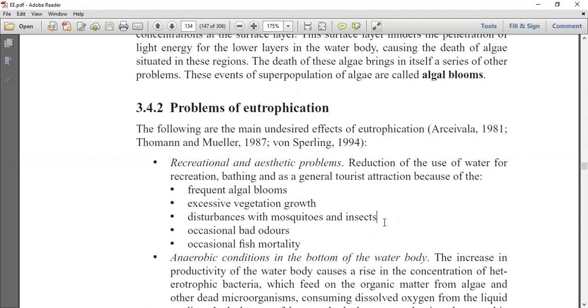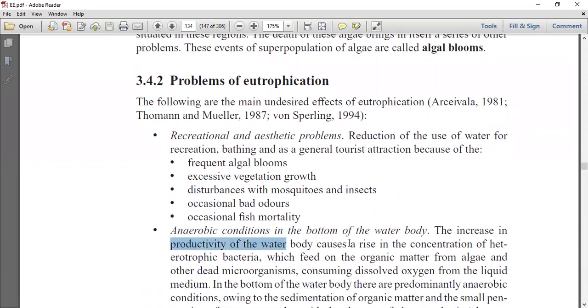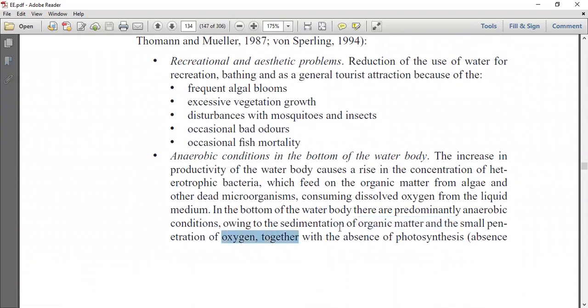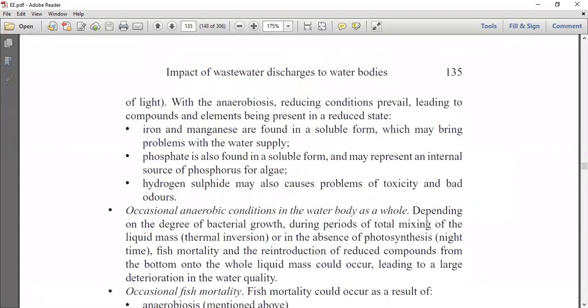The increase in productivity of the water body causes a rise in the concentration of heterotrophic bacteria, which feed on the organic matter from algae and other dead microorganisms, consuming dissolved oxygen from the liquid medium. In the bottom of the water body, there are predominantly anaerobic conditions owing to the sedimentation of the organic matter and the small penetration of oxygen, together with the absence of photosynthesis.